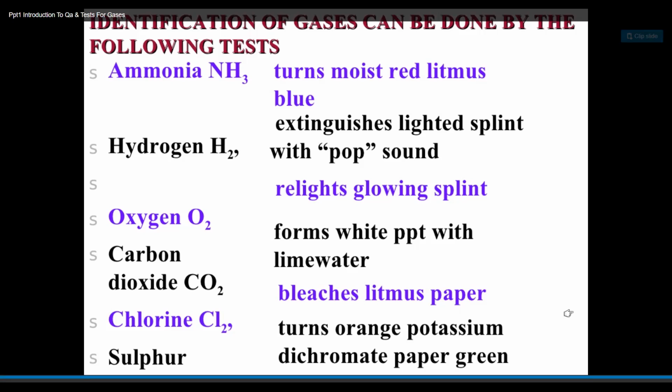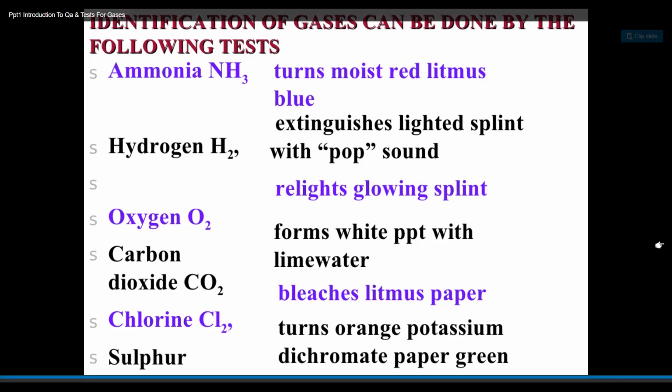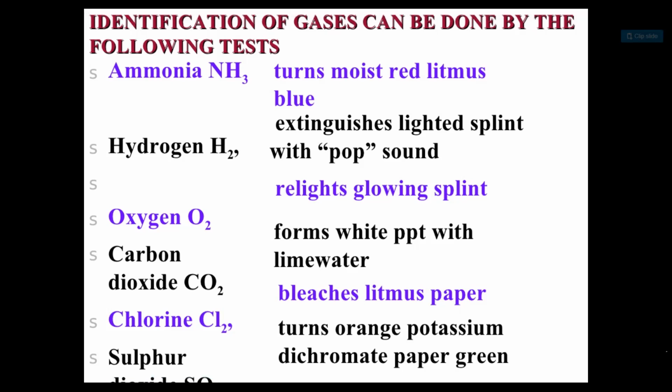So the next one is chlorine. Chlorine would bleach the litmus paper. The third and the last one is sulfur dioxide, SO2, which is a toxic gas. Sulfur dioxide would turn the orange potassium dichromate paper green. So these are some tests for how we can test these gases in the laboratory.